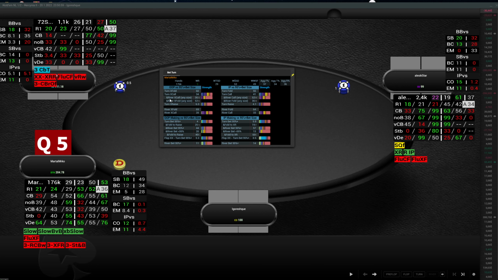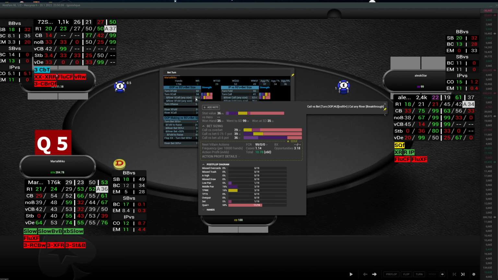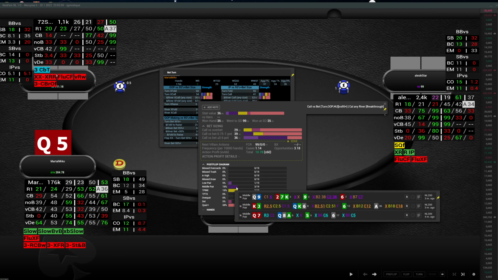Also, we can see here how he plays the river when he has called an overbet on the turn. In this spot, he's calling 36% of hands, and we can see with which type of hands he's calling, when he's called an overbet on the turn, with which hands he is calling a river. We see a distribution here, and when we hover over it, we can see the context of the hand also.